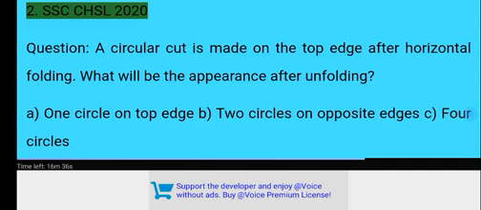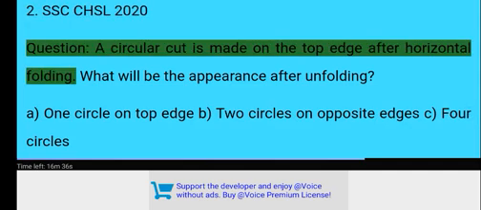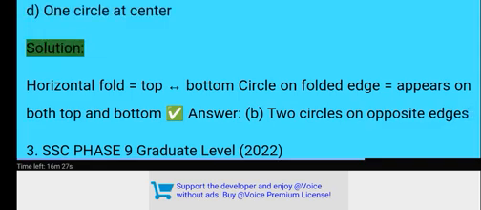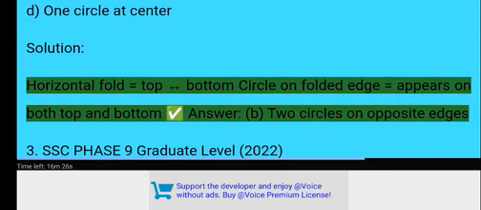2. SSC CHSL 2020. Question: A circular cut is made on the top edge after horizontal folding. What will be the appearance after unfolding? A, 1 circle on top edge. B, 2 circles on opposite edges. C, 4 circles. D, 1 circle at center. Solution: horizontal fold equals top to bottom, circle on folded edge appears on both top and bottom. Answer: B, 2 circles on opposite edges.